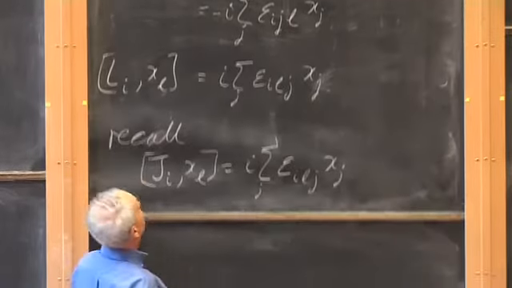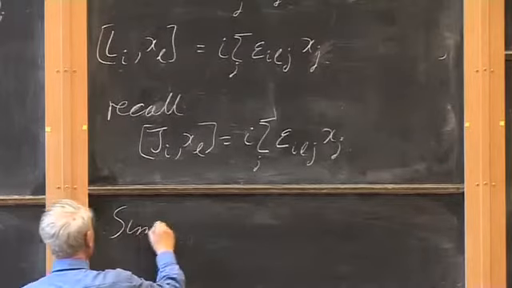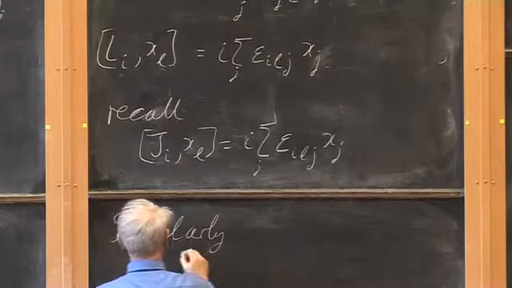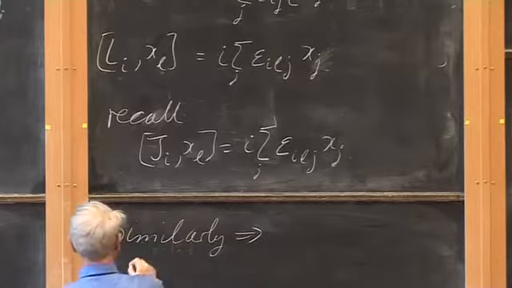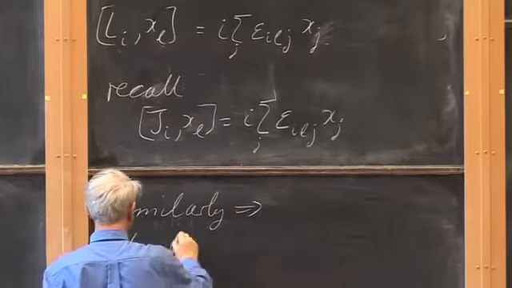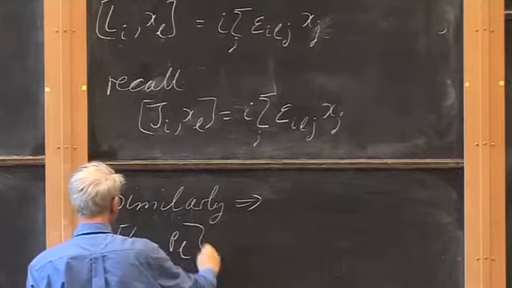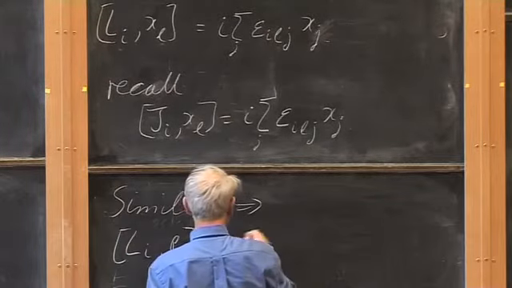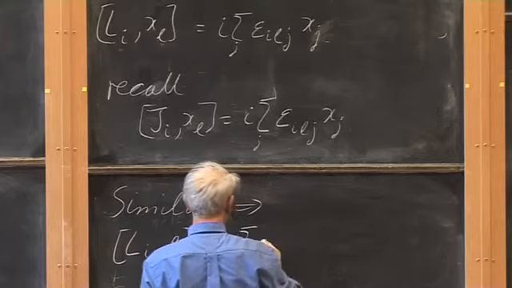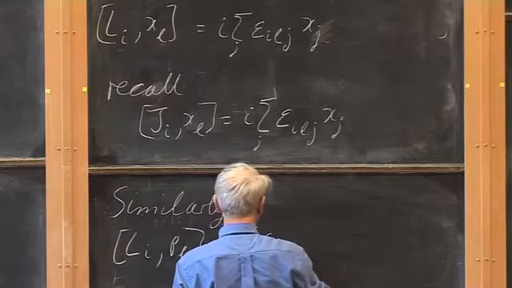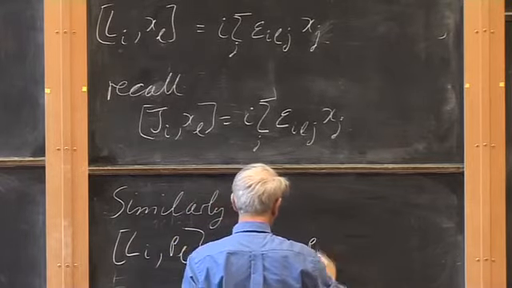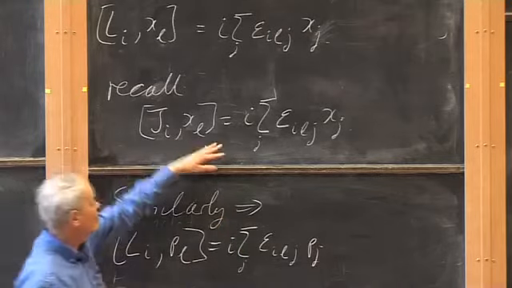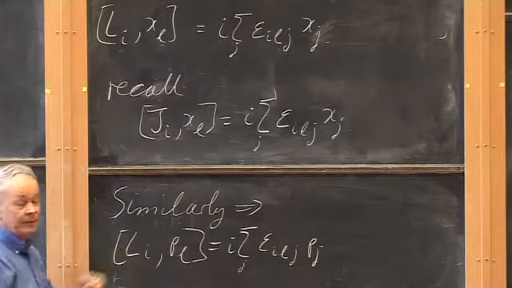Similarly, just the same calculation, a precisely analogous calculation, implies that [Li, PL]; we just sit down and calculate this in exactly this way, we will find it's i times the sum over j of epsilon_ILj pj, which mirrors, and there's an analogous relationship between j and p.